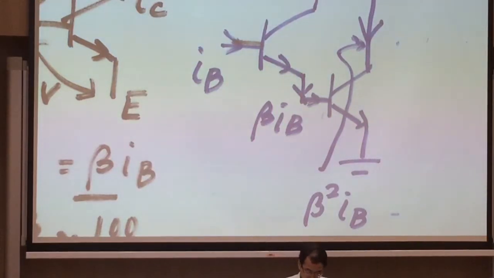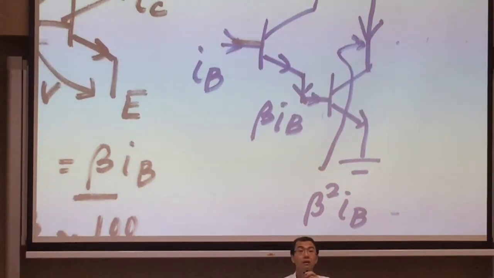Okay, so the terminal pair is a very commonly used configuration if you want very big currents.